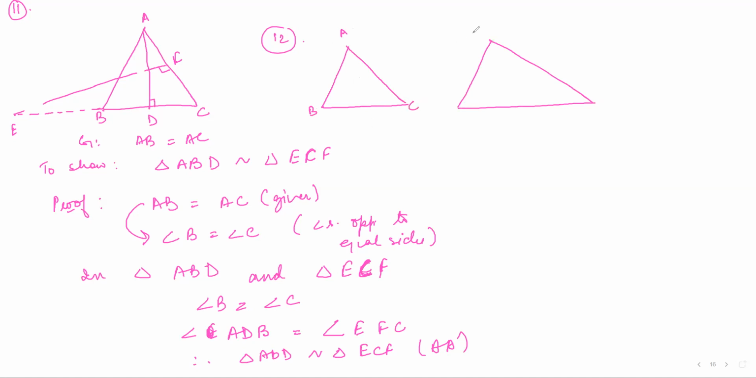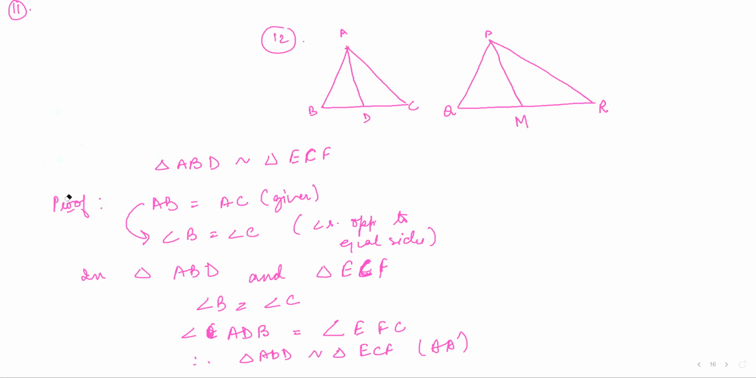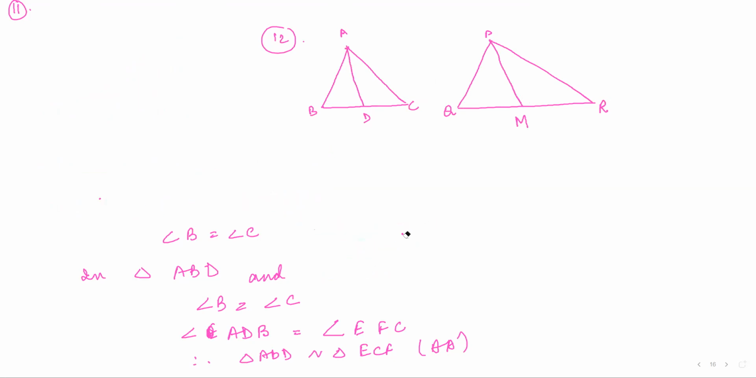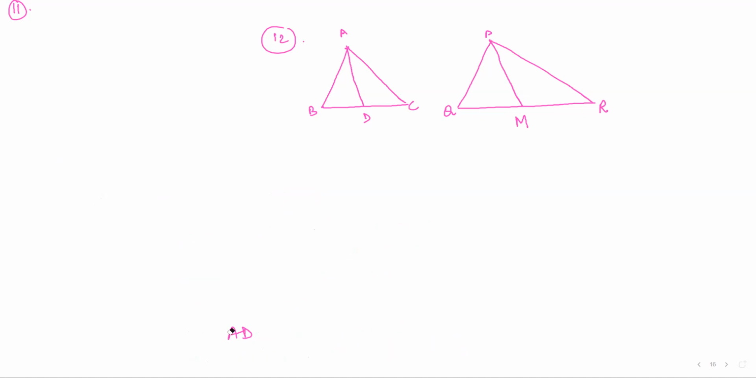Okay. Next question, Sarah. PQR. Okay, read the question. Sides AB and BC and median AD of a triangle ABC are respectively proportional to sides PQ and QR and median PM of triangle PQR. So side AB and BC and median AD of a triangle are respectively proportional.